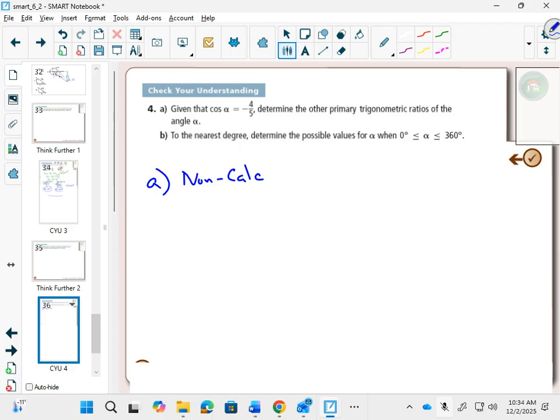If we know that cos of the angle alpha, there's a new Greek letter for you for the day, is negative 4/5, according to your CAS rule, where could it be? Well, CAS rule tells us where things are positive. So yes, it's going to be quadrant 2 and 3 because it can't be 1 and it can't be 4.